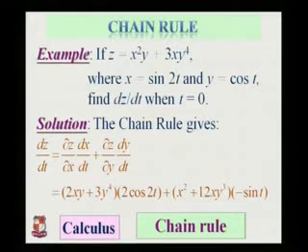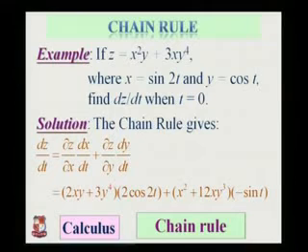If z is equal to x square y plus 3xy raised to 4, where x is equal to sin 2t and y is equal to cos t, then find dz by dt when t equals 0. What is our chain rule? That is dz by dt is equal to del z by del x into dx by dt plus del z by del y into dy by dt.